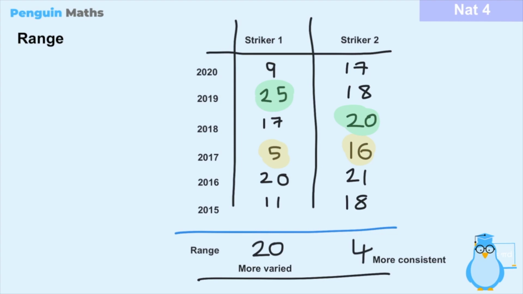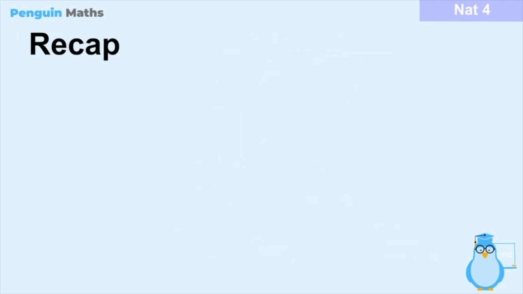Now that's just a very simple example of how we can use the range to compare data, and of course if we wanted to do a more complex analysis, there's many other things that we have to consider. But the range is a useful tool nonetheless when we want to address how spread out data is or how close it is together. So let's go over a quick recap of this lesson.